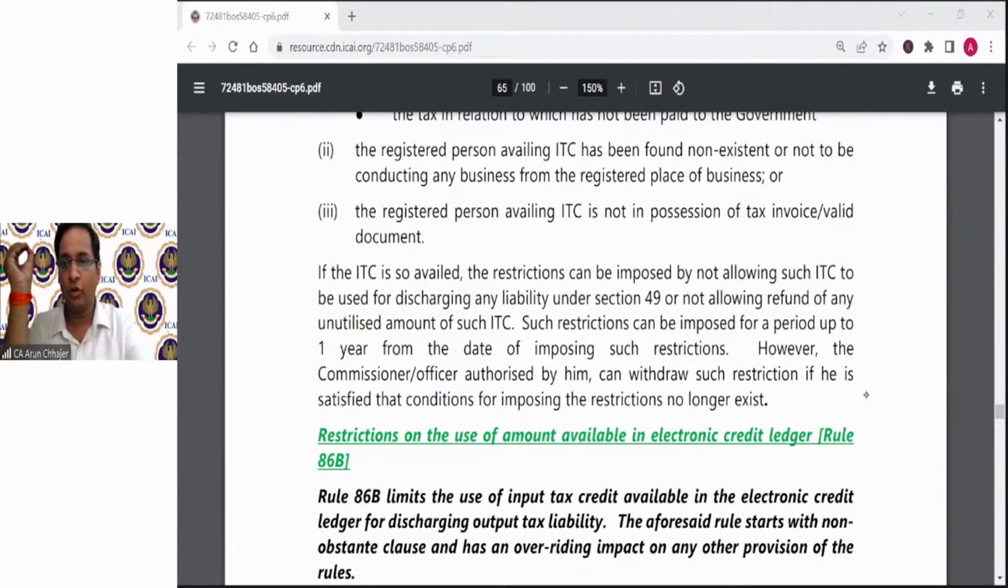Who can be the non-existent? Say, I have received supply from Mr. A. I have purchased certain things from Mr. A, and the department found that Mr. A does not have the business at the declared place of business, or he is not in existence, or he is not paying the taxes to the government.